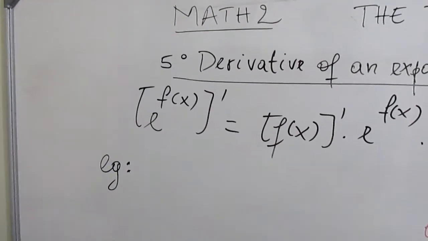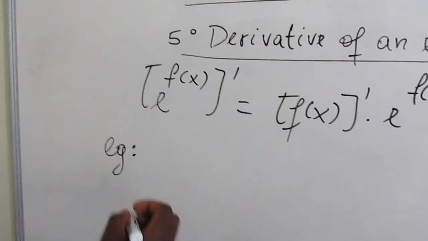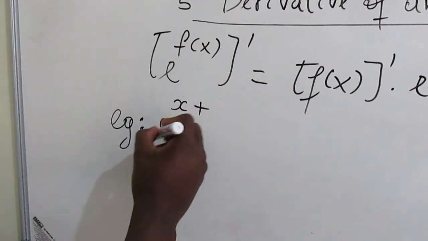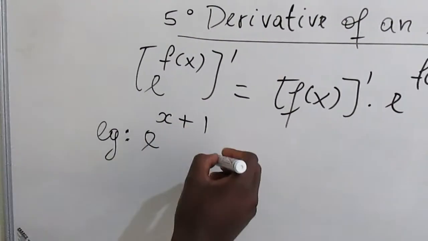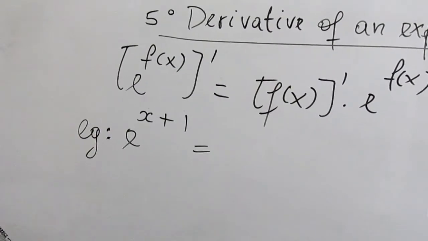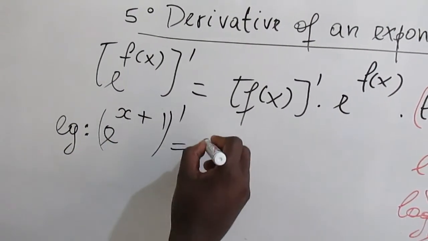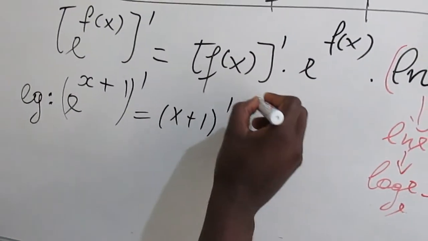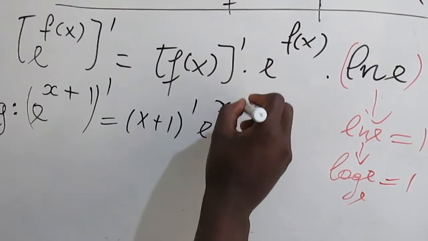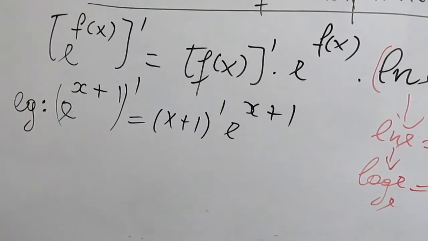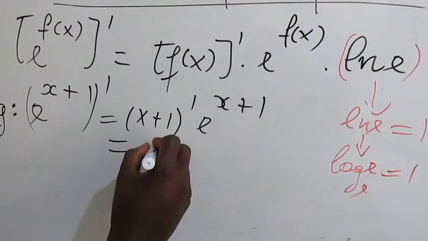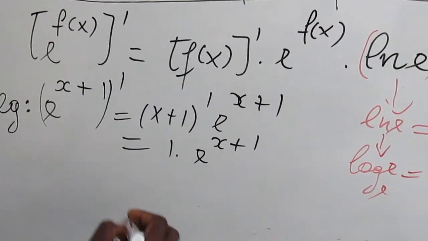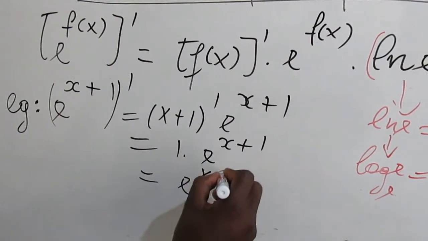Okay guys, so now we're going to illustrate this formula by an example. Let's say you are given e to the power x plus 1, and you have to differentiate this. You take the x plus 1 down, you derive, multiply by e to the power x plus 1, so then this is going to give you 1 multiplied by e to the power x plus 1. So your final answer is e to the power x plus 1.